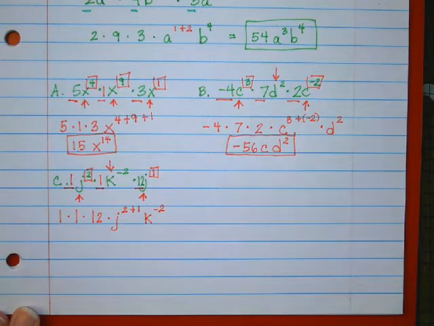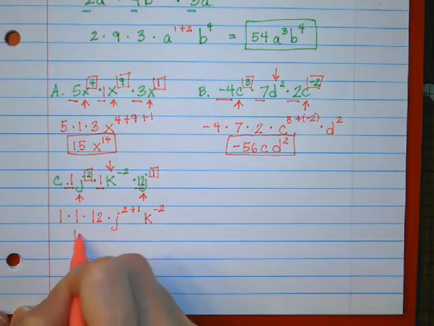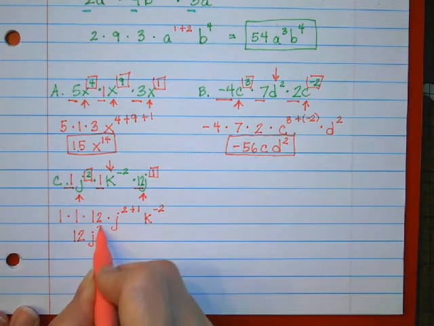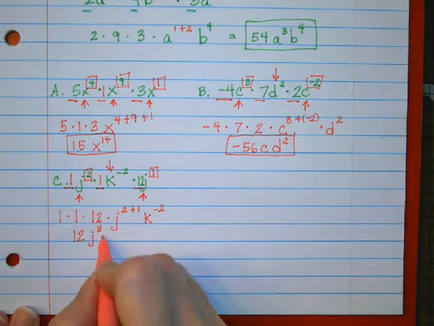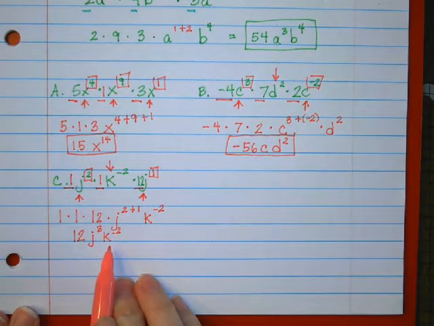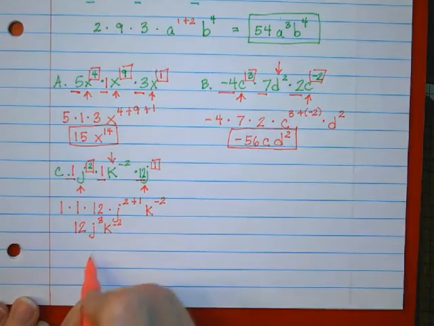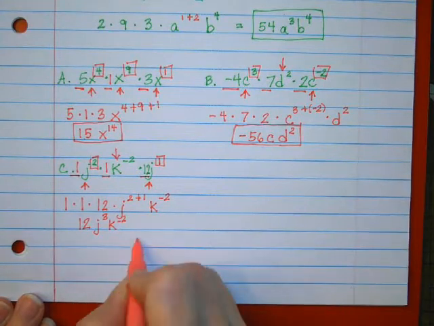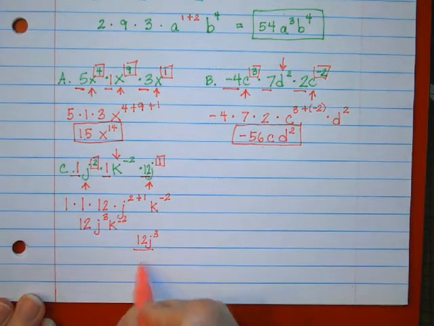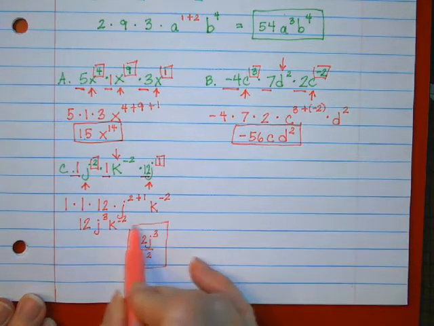All right, so we're going to multiply. 1 times 1 is 1, and 1 times 12 is 12. Then I'm going to add the exponents to my j. 2 plus 1 is 3 to get my new exponent. And then I've got k to the negative 2. Well, now I've got a negative exponent, so I have to move him. Since 12 and j to the third have positive exponents from yesterday's lesson, they will stay right where they are, but the k has to go to the denominator and get a positive 2. So now this would be my final answer.